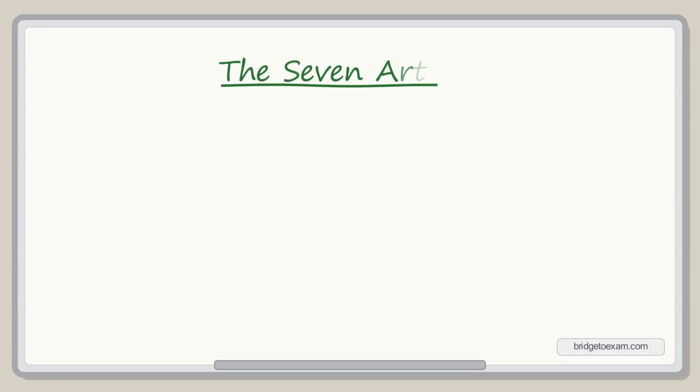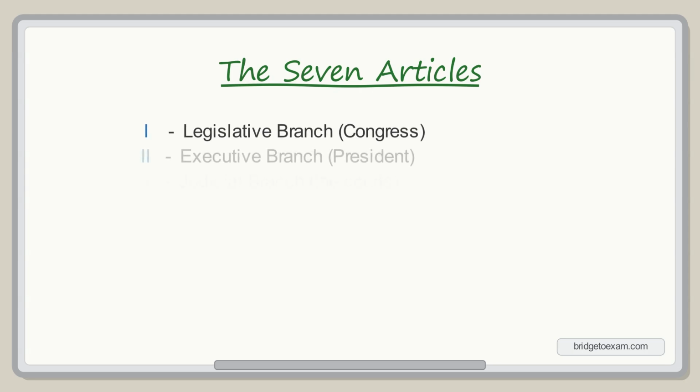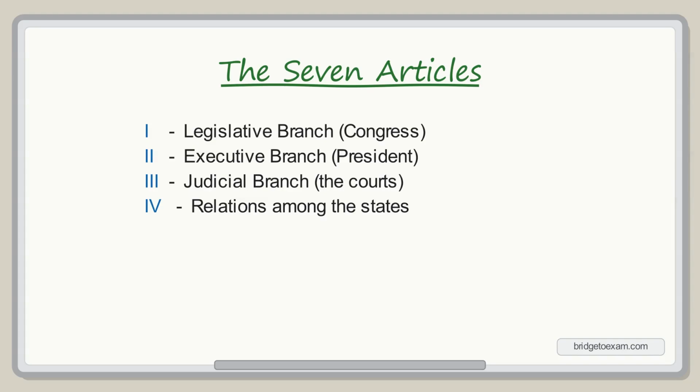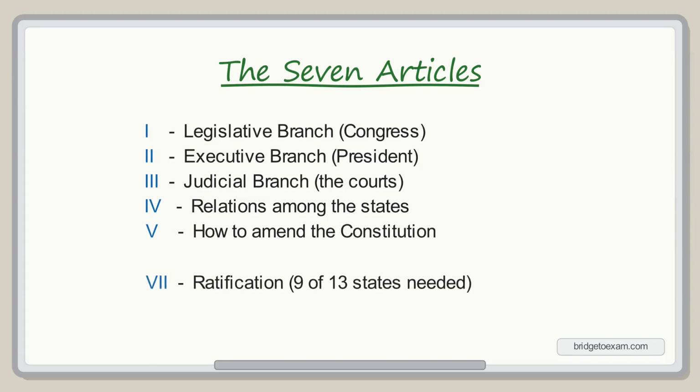The body of the Constitution is organized into 7 articles. The first 3 set up the 3 branches. Article 1 is the legislative branch, Congress. Article 2 is the executive, the President. And Article 3 is the judicial branch. Article 4 covers relations among the states. Article 5 explains how to amend the Constitution. And Article 7 sets ratification, needing 9 of 13 states. And Article 6 is the one to remember, the Supremacy Clause. It says the Constitution and federal law are the supreme law of the land. So when a state law conflicts with federal law, federal law wins.